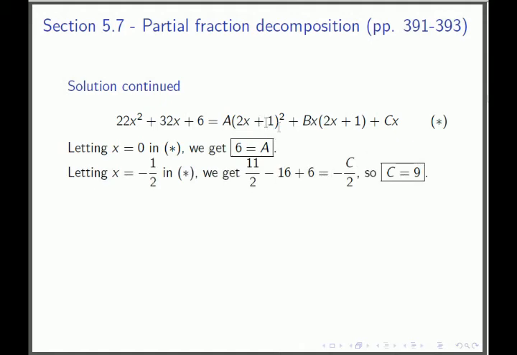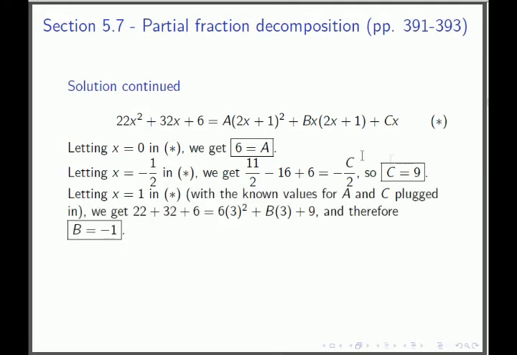Next, if I let x equal negative 1/2, then I notice 2x + 1 will be 0, so this term and this term will be 0. So on the right, I'll just have negative c over 2, whereas on the left, I get, well, this, 11/2 minus 16 plus 6, just by plugging in negative 1/2 to the left side. And I can solve this for c. It tells me that c equals 9.